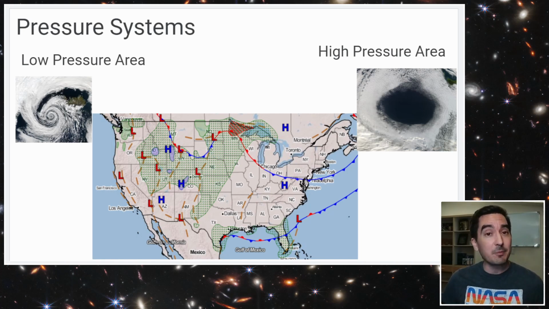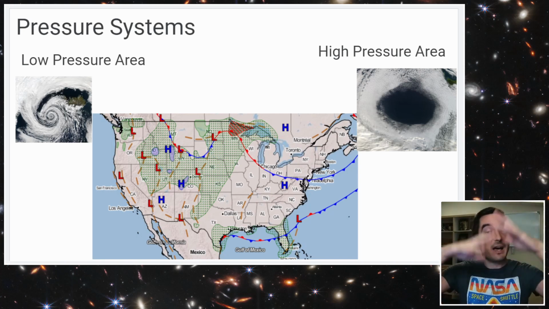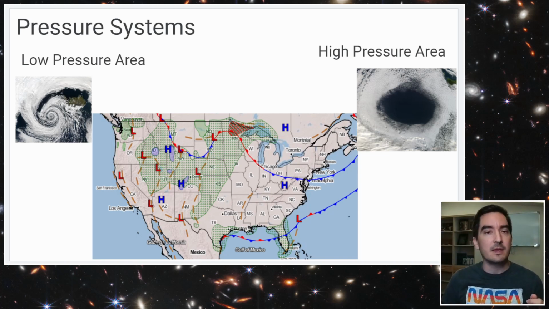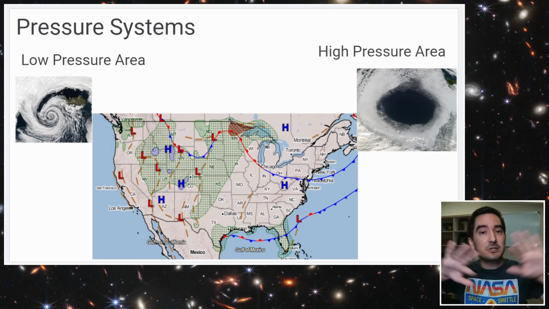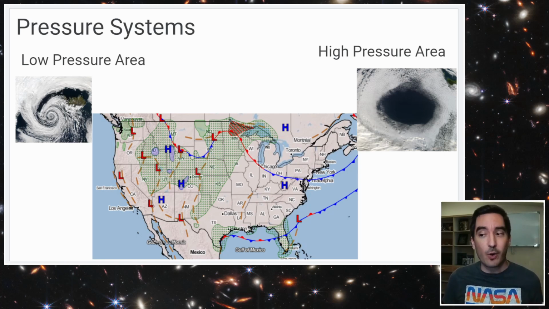A high pressure area, there's more air, so the air is pushing and it makes the pressure higher. There's more pressure. And if there's more pressure, that pushes things away. If there's too much air here, the air wants to go out. And so what that does is it actually pushes clouds and rain away. And so you get clear skies like in this picture.